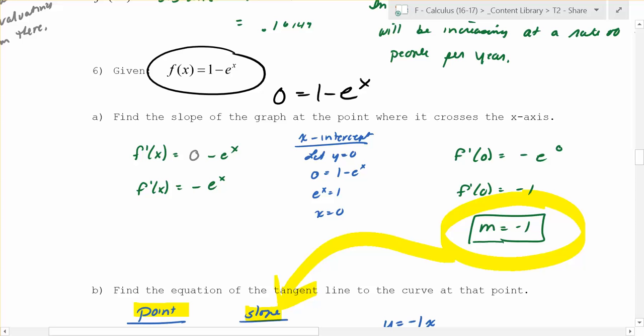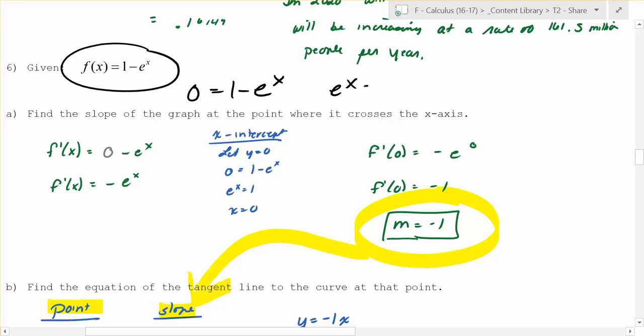Kids, this is Algebra 1 stuff. Where does a graph cross the x-axis? It crosses the x-axis whenever y is 0. So y is 0 is the output. So when is this true? This is when e to the x is equal to 1. When does e to the x equal 1? When x is equal to what? Oh, 0.